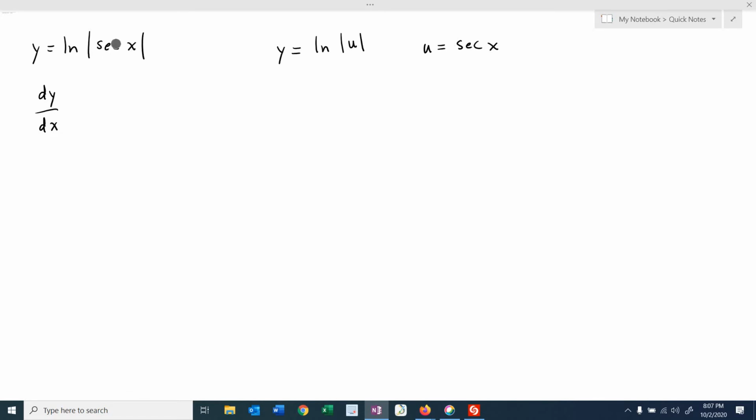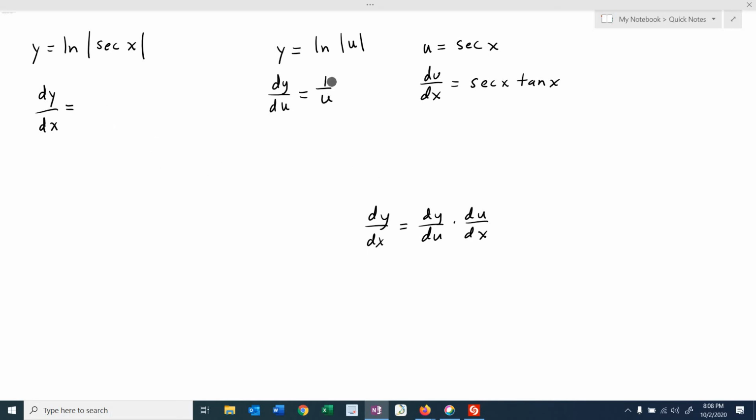Again, because we're replacing this with u. Then again, the chain rule says that dy dx is the same as dy du times du dx. So dy du, the derivative of this is just 1 over u, by theorem 315. Now, the derivative of this with respect to x, du dx, the derivative of secant is secant times tangent.